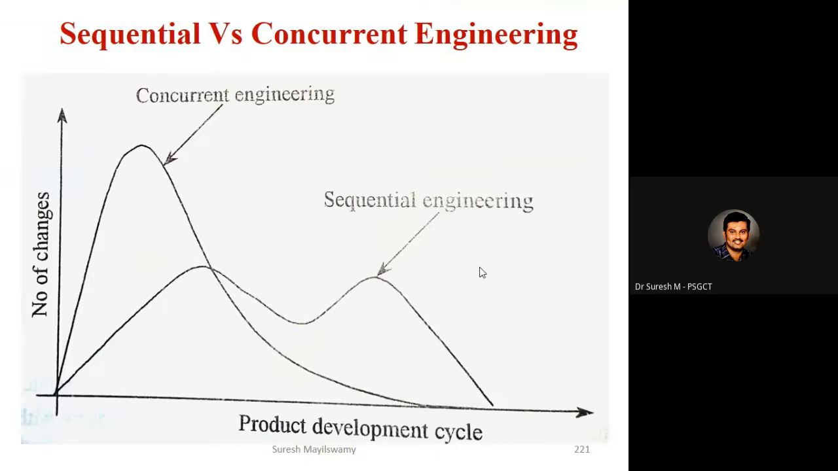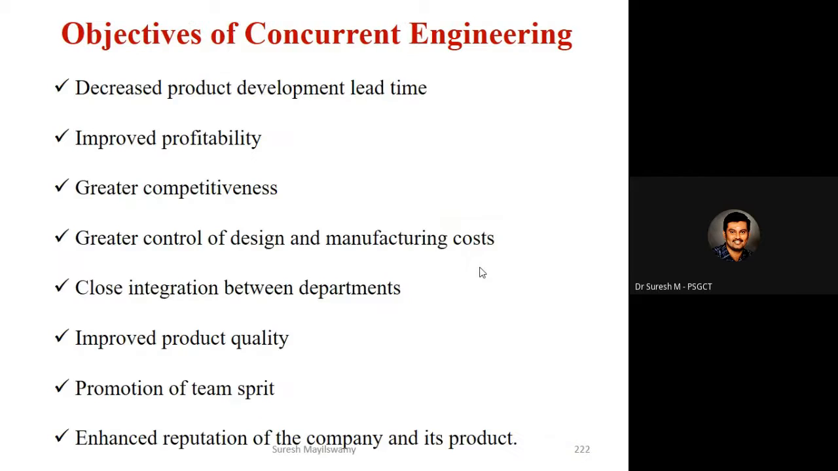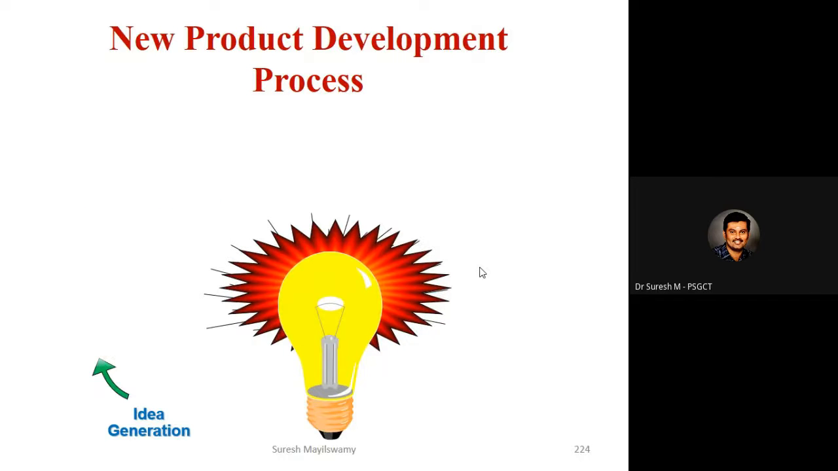In the same way, concurrent and sequential engineering product life cycle development is shown here. These are the objectives of concurrent engineering: decreased product development lead time, improved profitability, greater competitiveness, greater control of design and manufacturing cost, close integration between departments, improved product quality, promotion of teamwork, enhanced reputation of the company and its product.